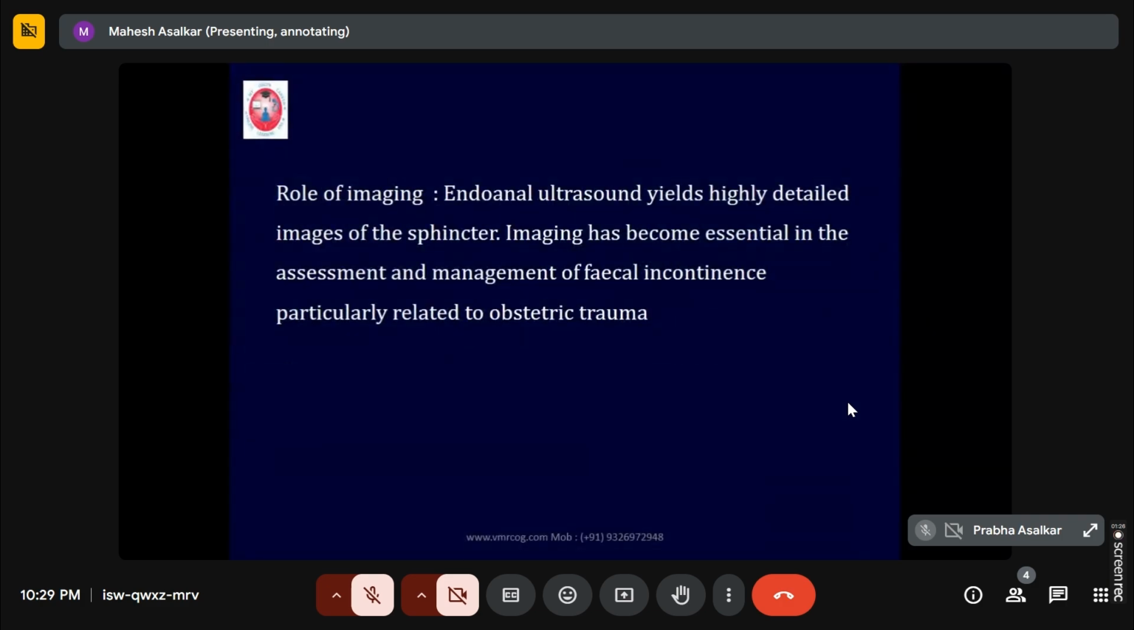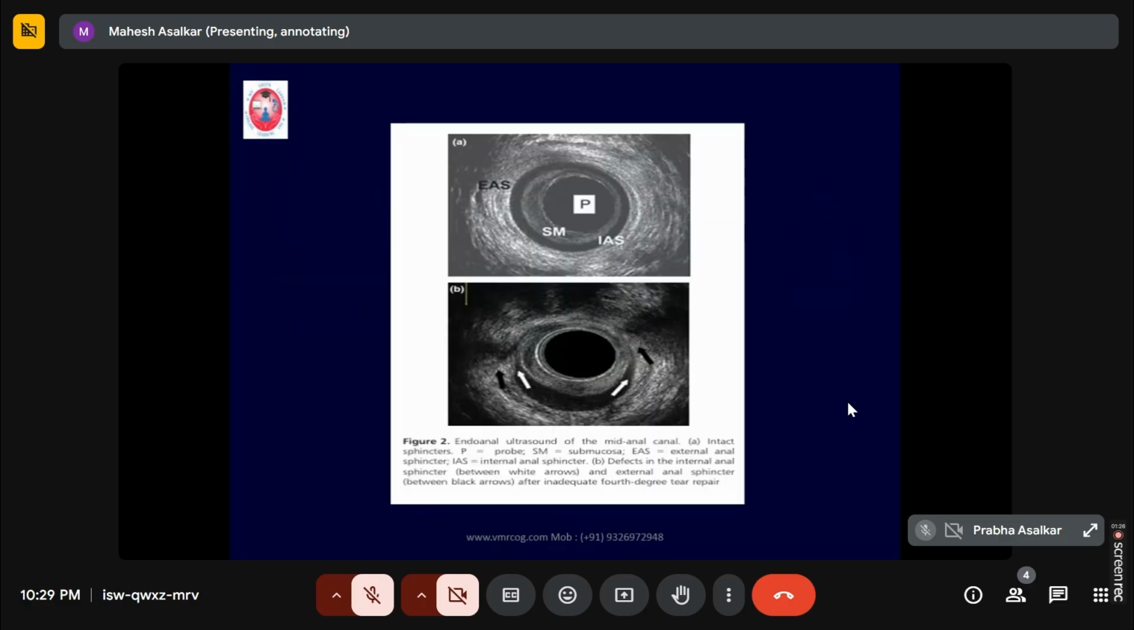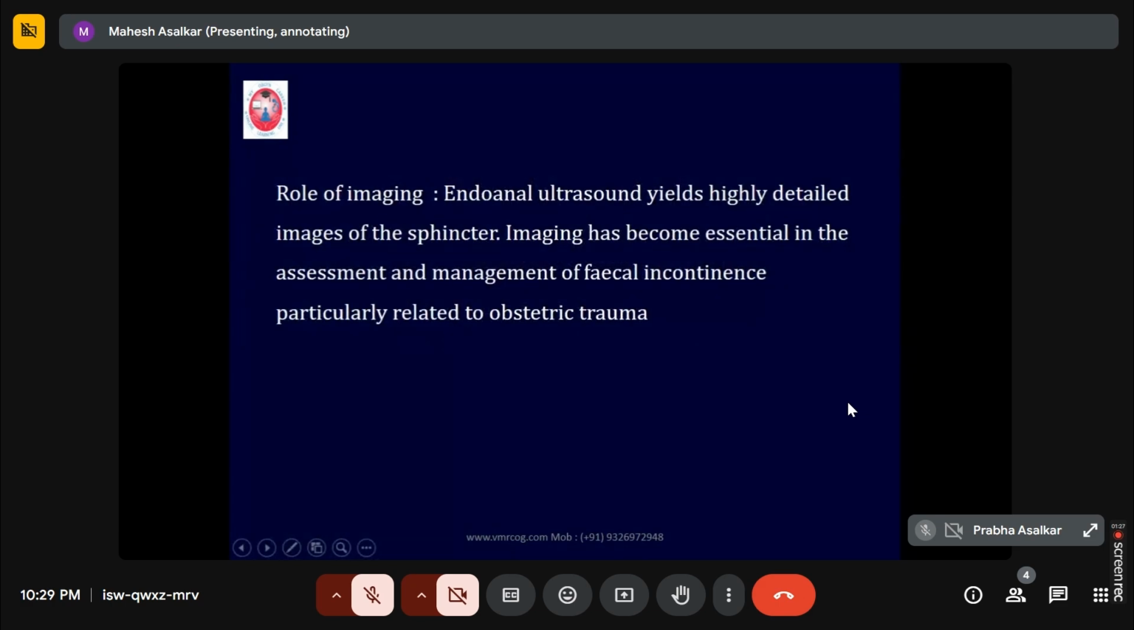Now, what is the role of imaging? What you have to do is endo-anal ultrasound. It gives highly detailed images of the sphincter. You can see the external anal sphincter, you can see the internal anal sphincter, you can see the defect. Imaging has become essential in the assessment and management of fecal incontinence, particularly related to obstetric trauma. So for endo-anal ultrasound, you will have figures, and you will see this kind of figure.